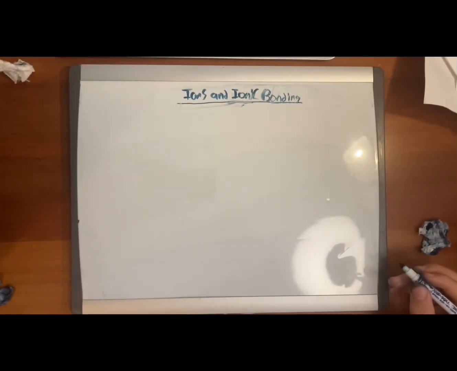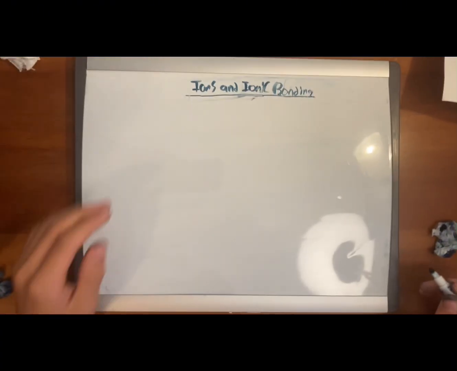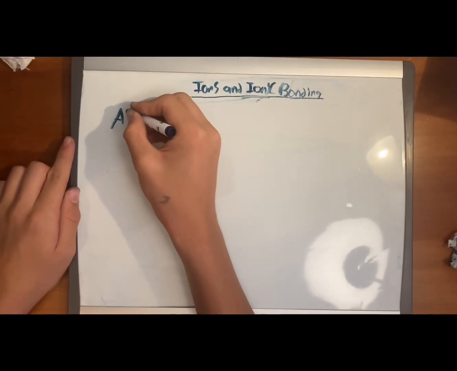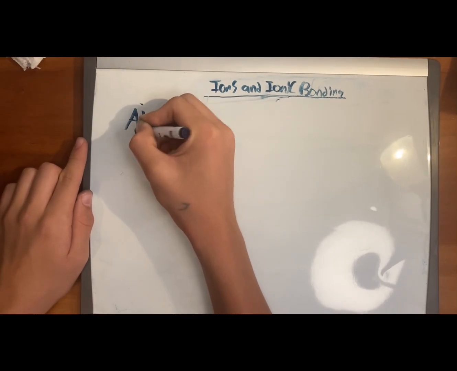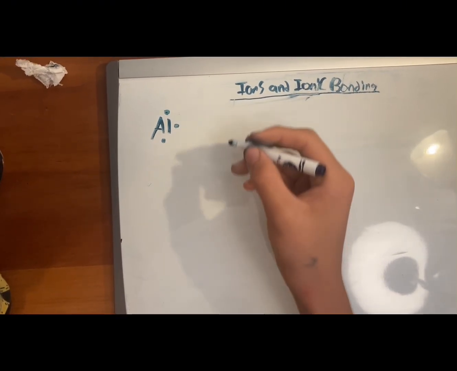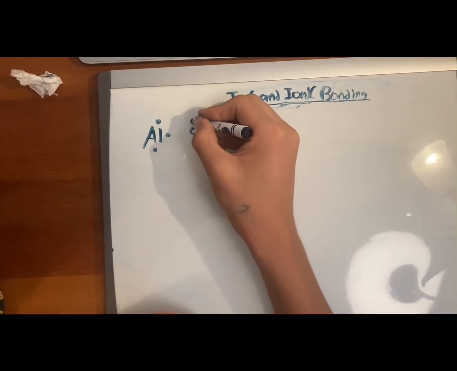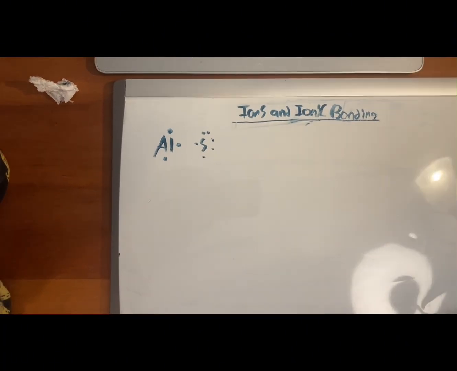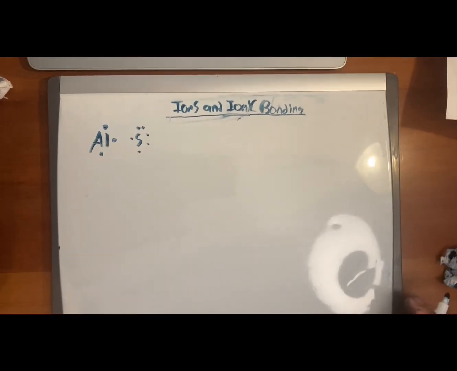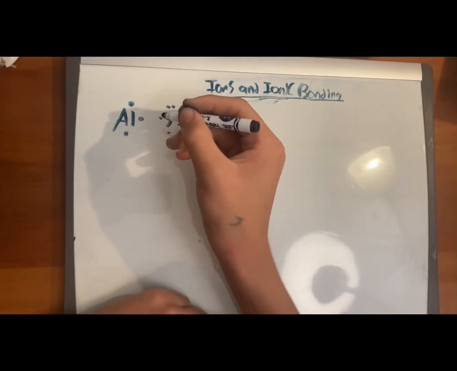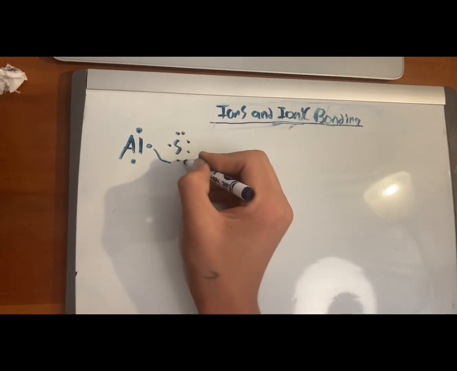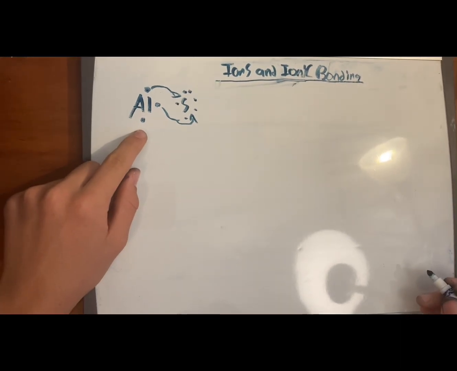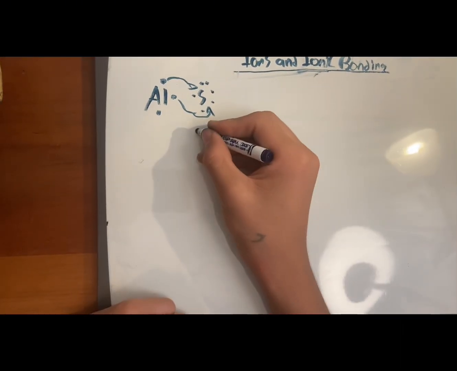Lastly, we're going to look at a harder example, which is aluminum and sulfur. So we start off with our aluminum, which has 3 valence electrons. Our sulfur, on the other hand, has 6. So it's kind of hard to work with these two. So we can give 2 here, but then we still have 1 less for aluminum. So we need to bring in another sulfur.